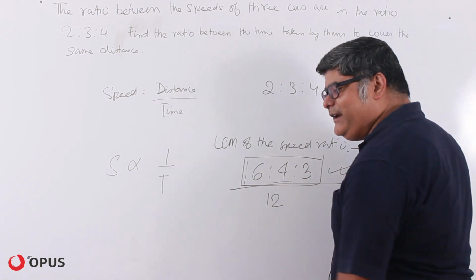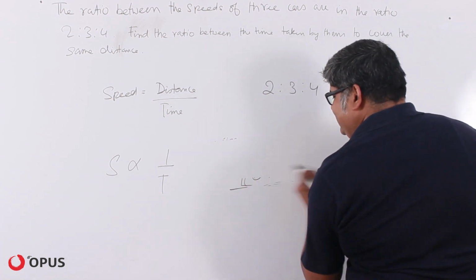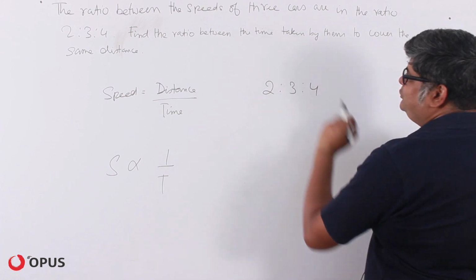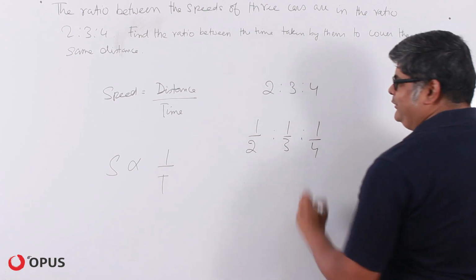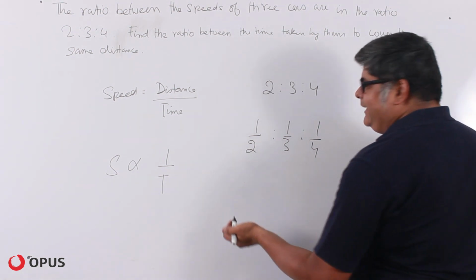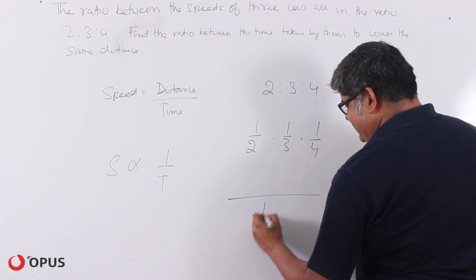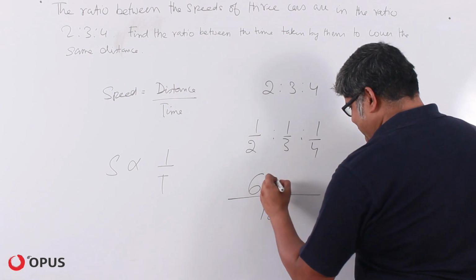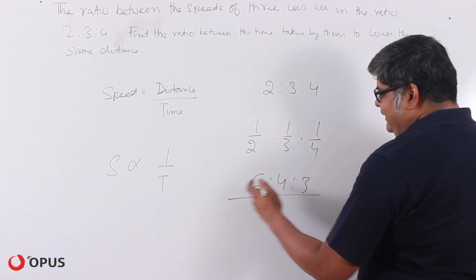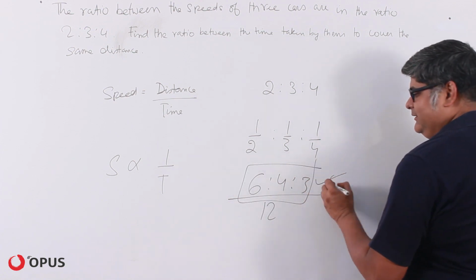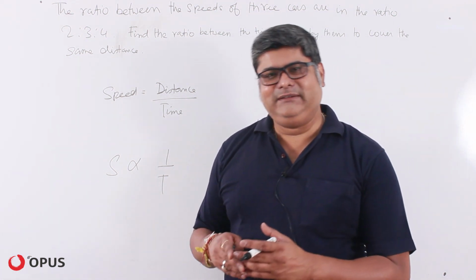Now, if you have difficulty understanding this concept this way, we can also look at it this way. Since the speeds are in the ratio 2:3:4, time has to be 1/2:1/3:1/4. Again, you know for a fact that a ratio cannot exist as a fraction. So what we can do is take the LCM. Once again, 12: 2 goes 6 times, 3 will go 4 times, 4 will go 3 times. So if you multiply 12 to all of them, this is what we get, and this is the time ratio. I hope this concept is clear to you.